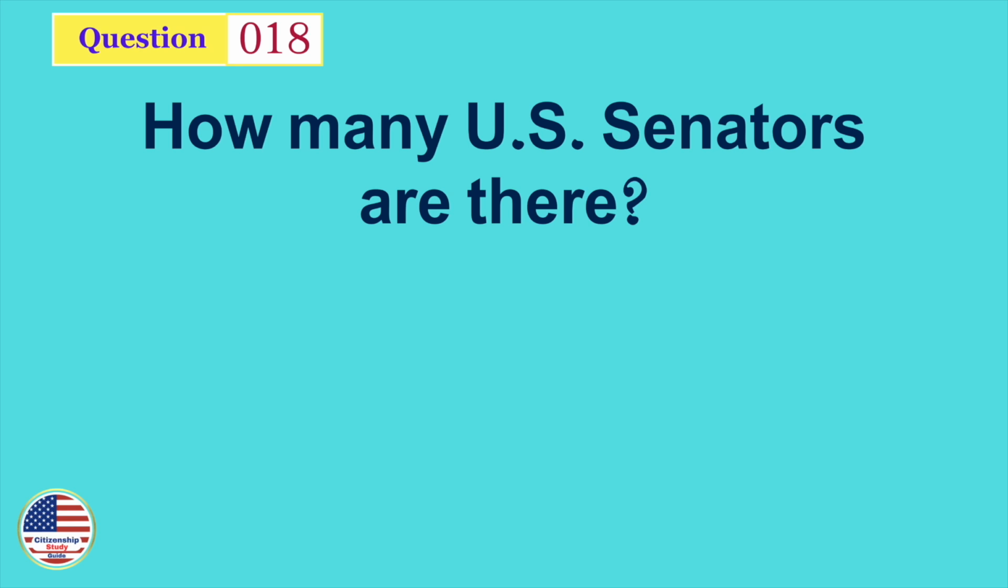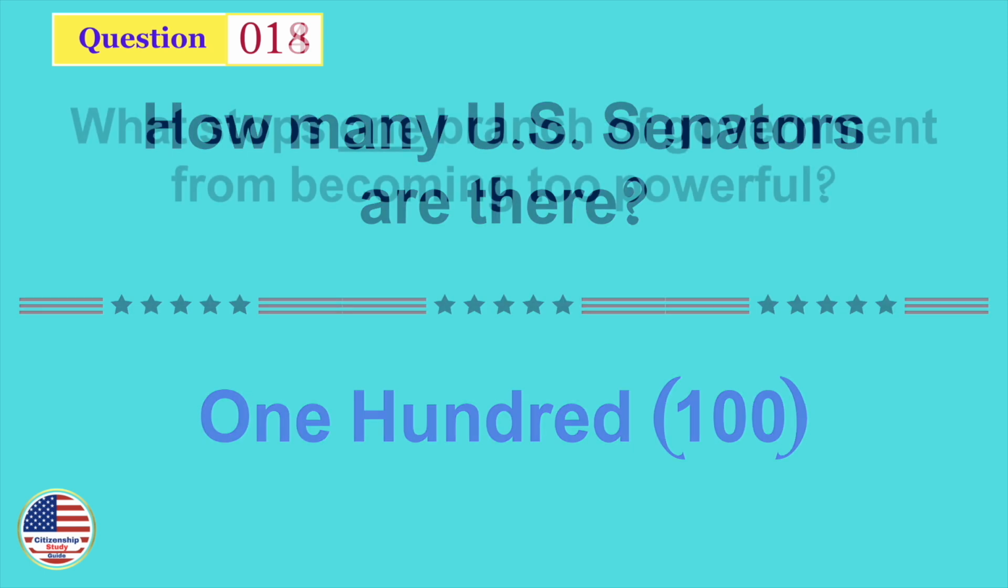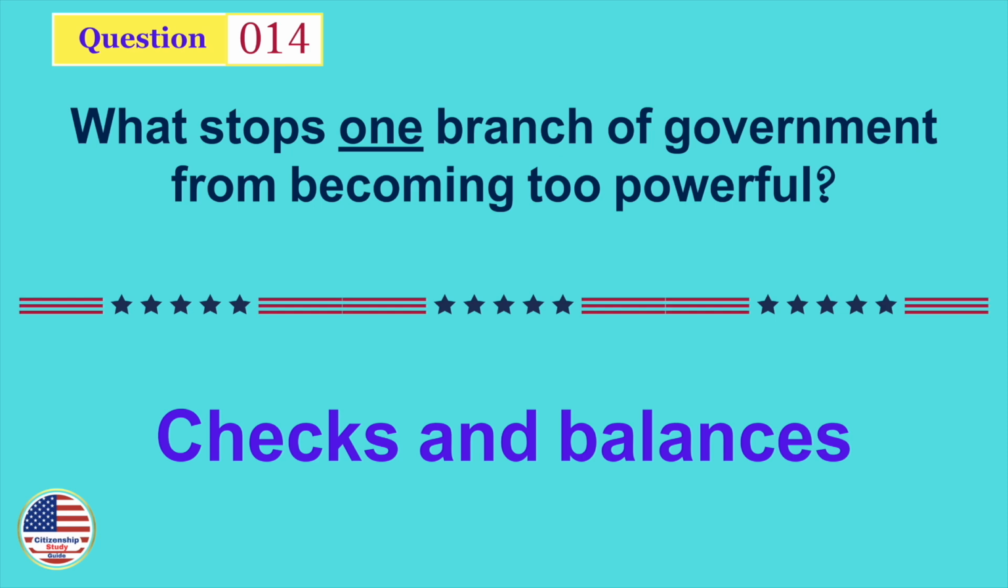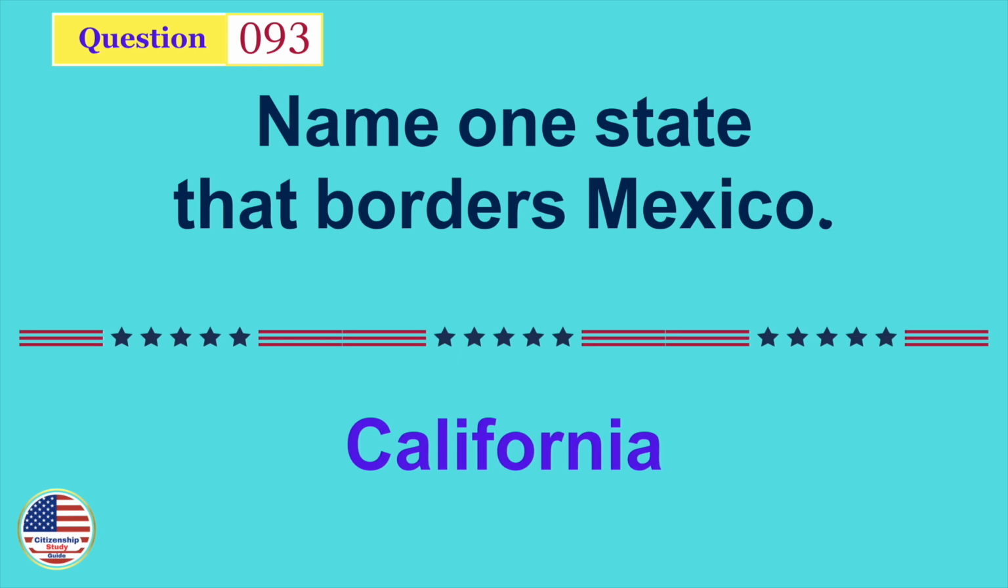How many U.S. senators are there? 100. What stops one branch of government from becoming too powerful? Checks and balances. Name one state that borders Mexico. California.